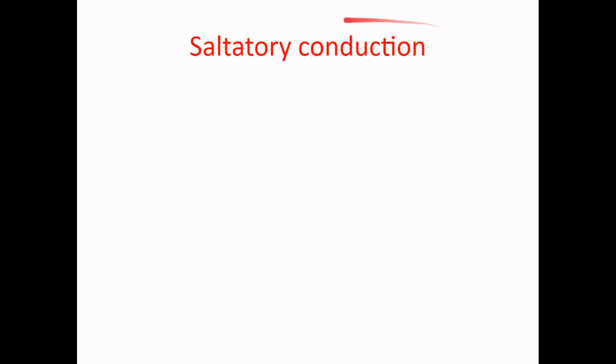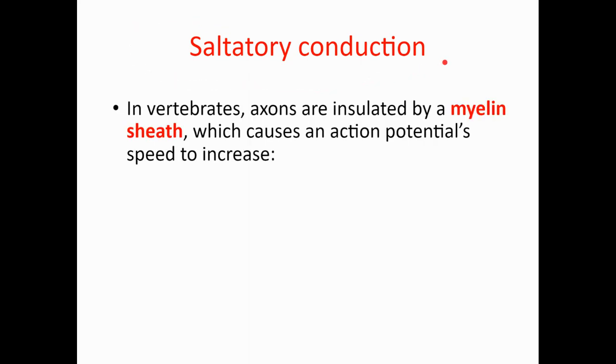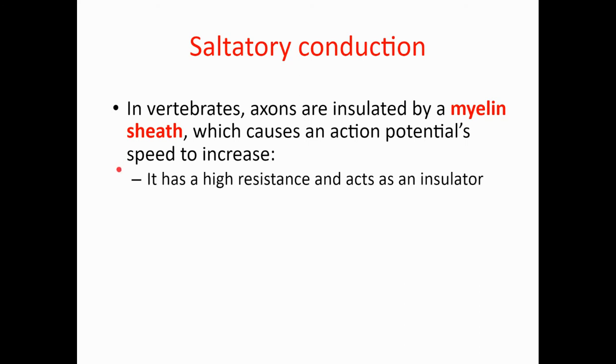Now, there's a way of speeding this up, and that's called saltatory conduction. Okay, so saltatory conduction is particularly seen in vertebrates, where we have axons insulated with myelin sheath. You might remember this from before. Myelin sheath is made up of Schwann cells, which are wrapped around the axon, and they basically act as an insulator. So what that means is, being an insulator, they prevent ions from moving in or out of the axon wherever the Schwann cells are present.